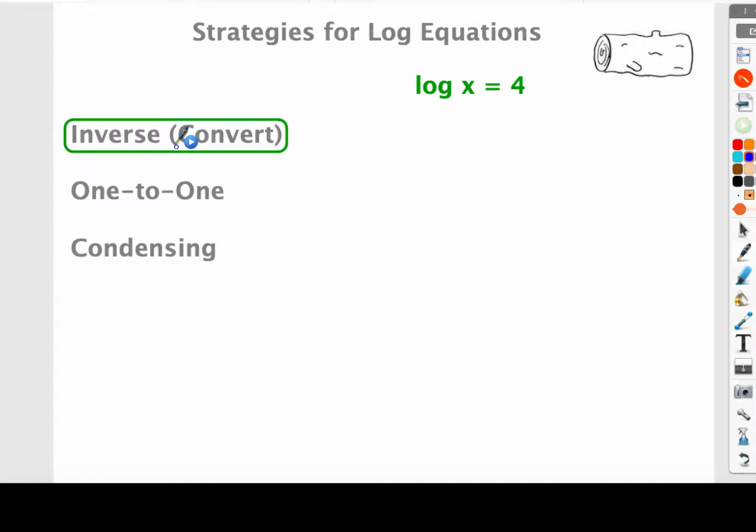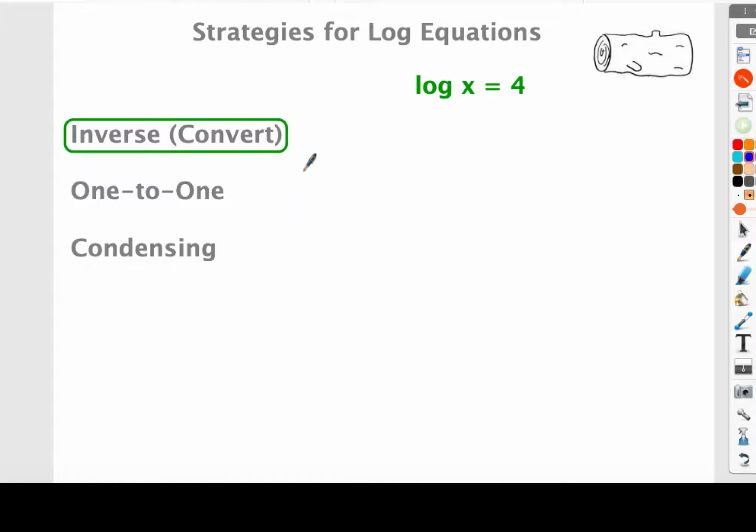Now, there's three really good ways depending on what kind of equation you're looking at. For some of the really basic ones, just a simple inverse or conversion is really simple. The one-to-one property is also very helpful. We'll show you an example of that in a minute. And condensing can also be very helpful if you have a fairly complex problem; that can come in handy.